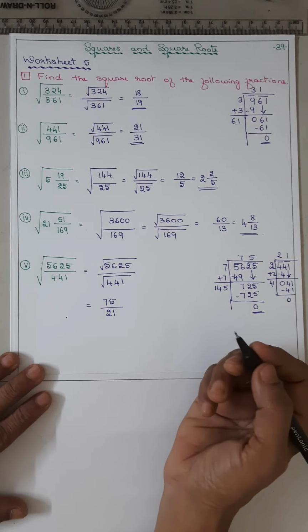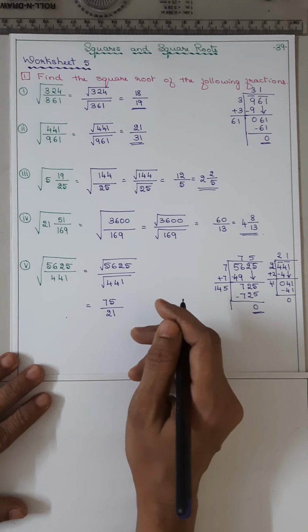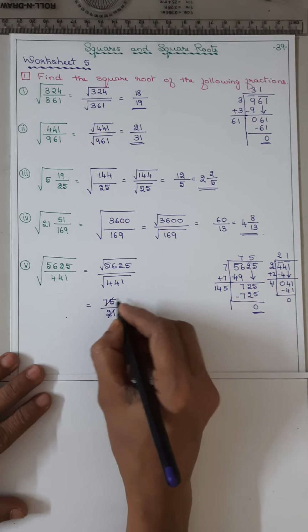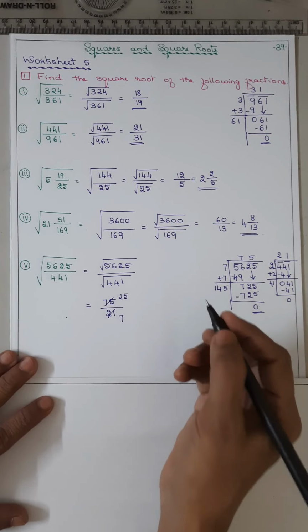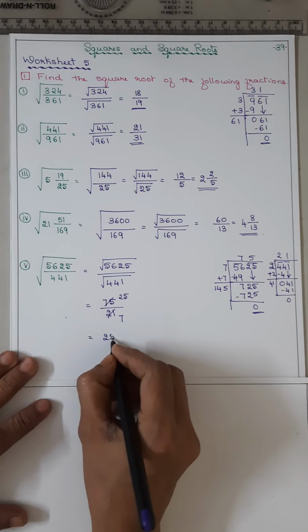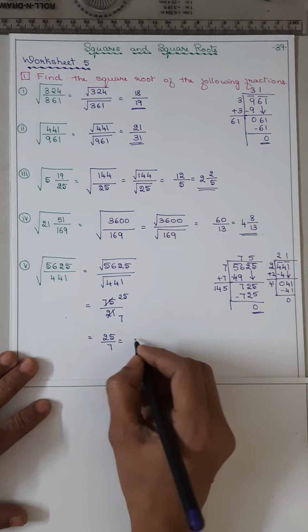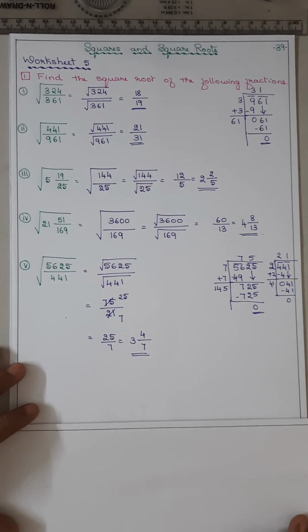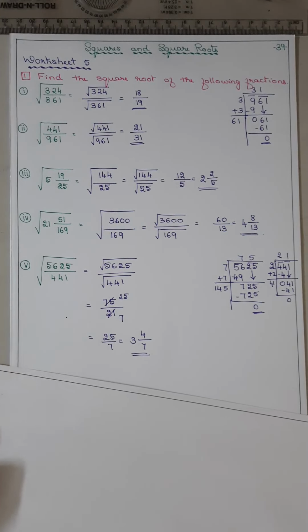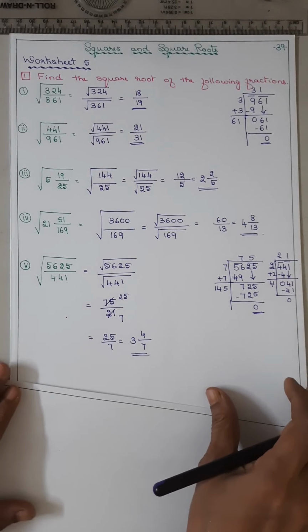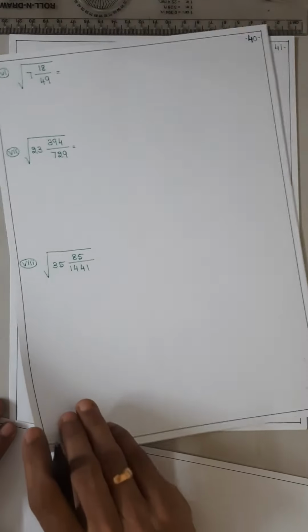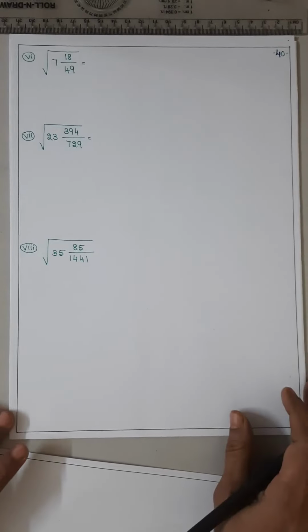Now 75 upon 21, they are divisible by 3, both of them. 3 7s are, 3 25s are. So you got 25 upon 7, that means 7 3s are 21, 4 remains. So the answer is 3 4 by 7. Is it clear? So if it is a bigger number, solve it and show the method and convert into a mixed number.